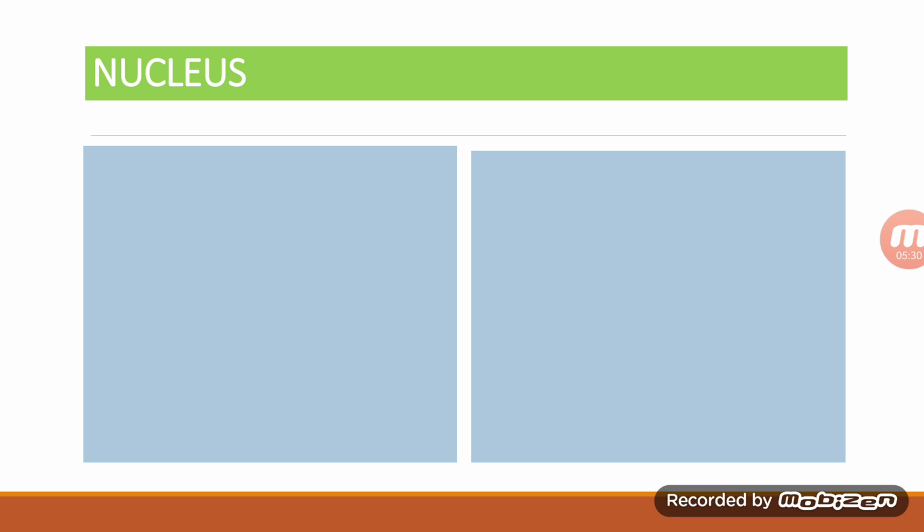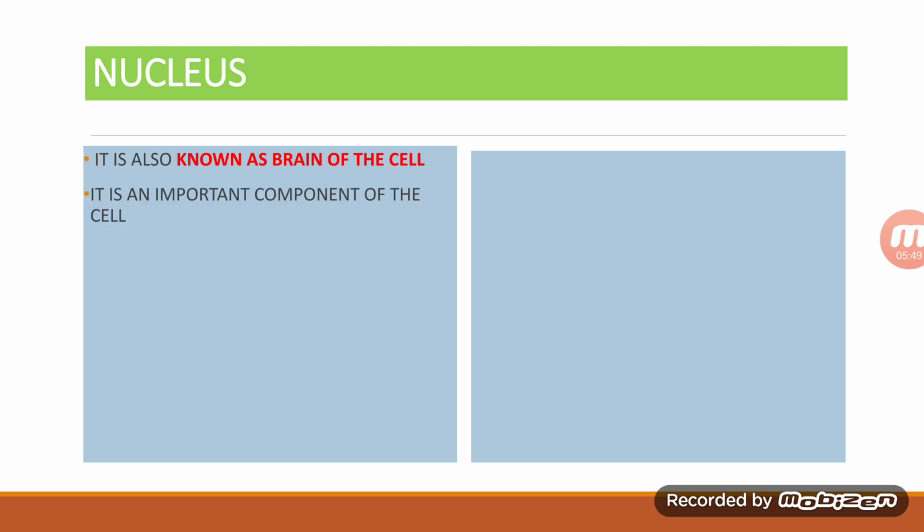Coming to nucleus, nucleus is called the brain of the cell, just like CPU is the brain of the computer. We also have a brain which controls all the activities of our body. Likewise, with respect to the cell, nucleus will control all the activities of a cell. Hence, it is known as the brain of the cell. It is an important component of the cell. That means nucleus is one of the most important structures inside the cell. It is spherical in shape and situated in the center of the cell.